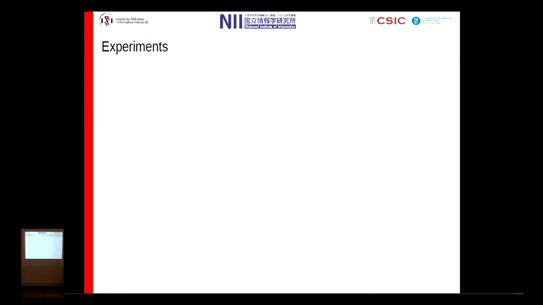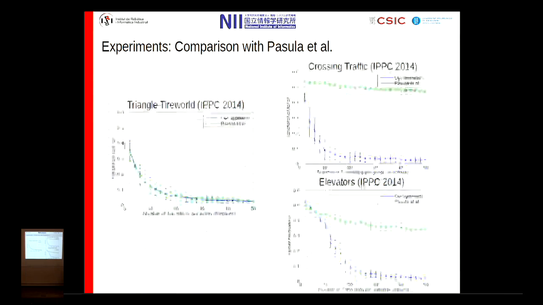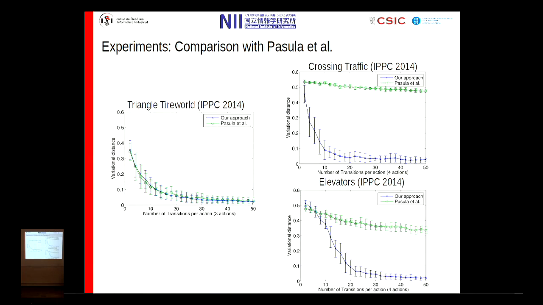So in our experiments, when comparing with the state of the art, on the left we have the variational distance, which represents how good the models that we learn are. And on the bottom we have the number of transitions being used to learn. So in the triangle tower, there are no exogenous effects. So previous approaches, such as Fasula et al., obtain very similar results. But in the crossing traffic domain and the elevators domain, we have exogenous effects, which make our approach work much better.